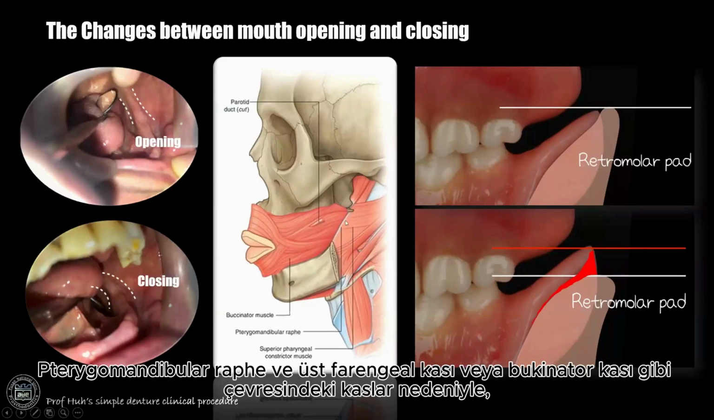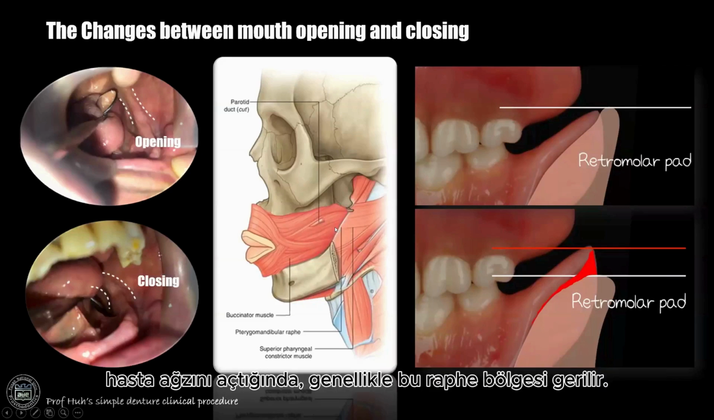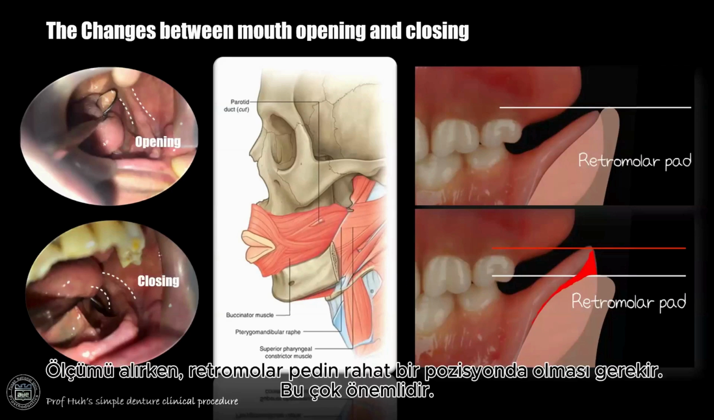So to understand, because of the pterygomandibular raphe, and because of the surrounding muscles like the superior pharyngeal constrictor muscle or buccinator muscle, when the patient opened the mouth, generally this raphe area will be stretched. So when we take an impression, we have to relax the position of the retromolar pad. That is very important.